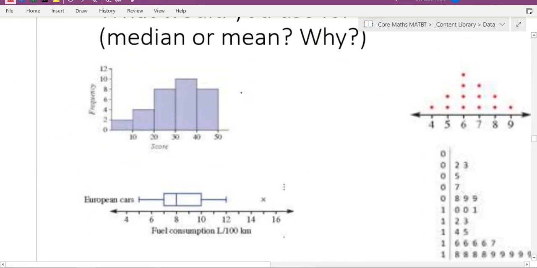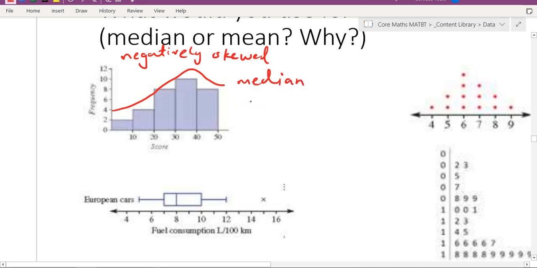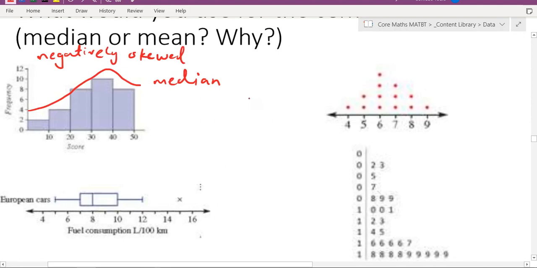First of all, let's go to this page if you're following with the notes, and I want you to write down what the shape is for this one here. Actually, let's discuss it as a class. So what can we determine with the shape here? What's the shape? It is negatively skewed. So because it's skewed, which one is better, mean or median? Median, because it's skewed. So you'd write median, because you could just write median is better, or median because the data is skewed.